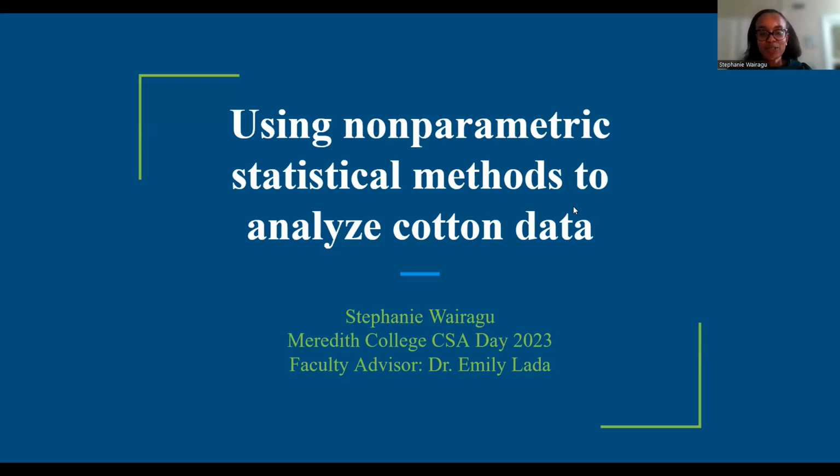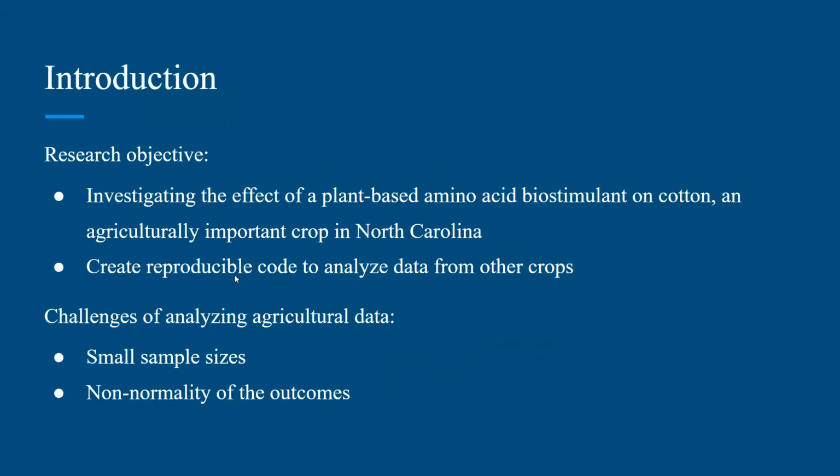Today I'm happy to share with you my data science research project that is using nonparametric statistical methods to analyze cotton data. The aim of my research was to investigate the effect of a plant-based biostimulant on cotton, which is one of the agriculturally important crops in North Carolina. I did this by analyzing cotton data that was provided by Matthew Starr of the Department of Crop and Soil Sciences at NC State. Another goal was to create reproducible code.